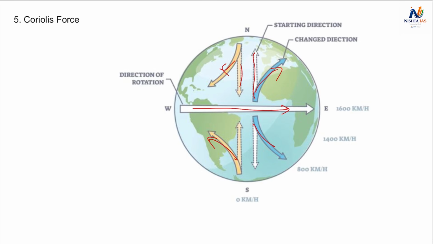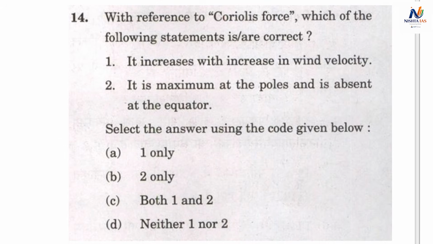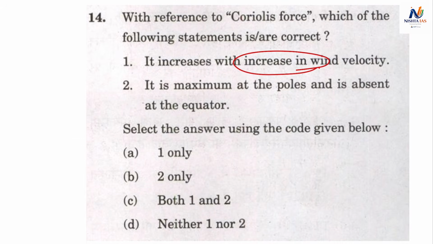Now there are other factors which can add to or reduce the Coriolis force. Here we have the question saying the Coriolis force increases with increase in the wind velocity. Friends, obviously the Coriolis force is because of the motion of the earth. When you are in motion on the earth, the speed of your motion is directly proportional to the Coriolis force. The faster you are moving, the more deflection will happen because of the Coriolis force.